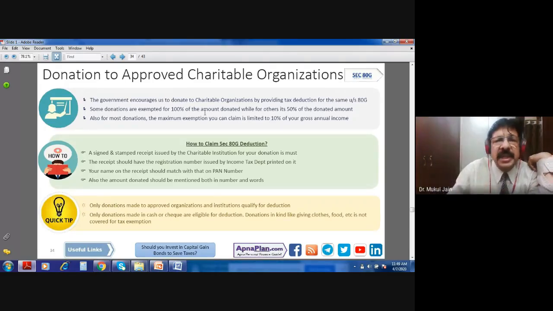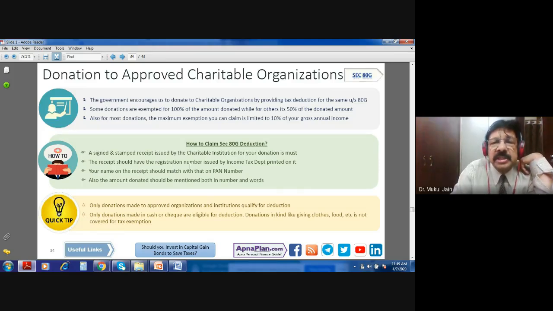So for some donations, you will have to see. There are certain names of some organizations. For some organizations, you can claim 100% of whatever you have donated. For some organizations, you can claim 50%. Whereas for some organizations, you can claim 10% of your gross annual income. So how to claim this deduction? You have to take a signed and stamped receipt from the institution where you have given the donation.